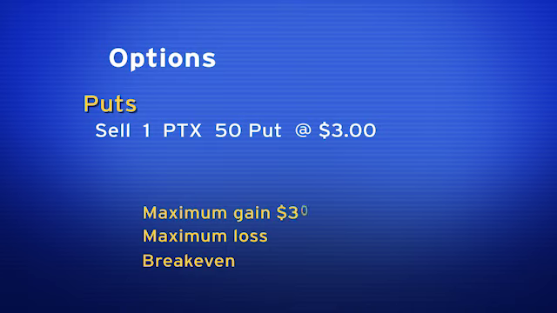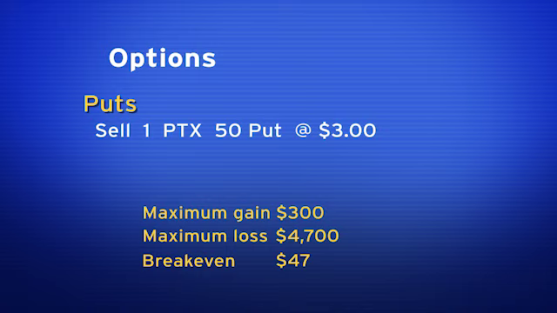So the most I could gain is $300. The most I could lose is break even times the contract size. What's break even? Strike price minus the premium, 50 minus 3. Break even is $47. 47 times the contract size of 100. $4,700 is my maximum loss.